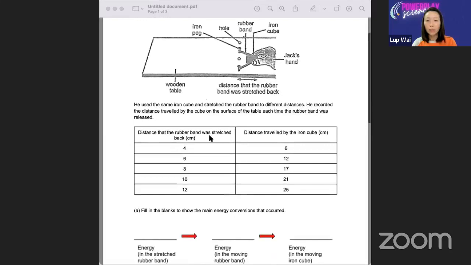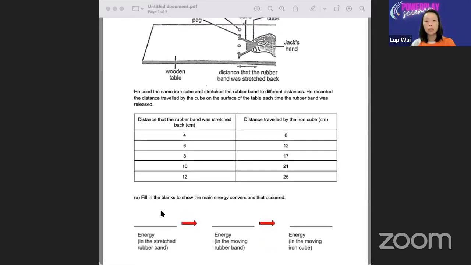So as you can see, there are two columns, all right, and there are a number of rows here. So the first column is the distance that the rubber band was stretched back. And they give you the information here, how much it was stretched back. All right, and the distance traveled by the iron cube. So when I release, how far can the iron cube travel? So over here, they need to visualize or understand what each number belongs to. All right, how much is stretched and how much the iron cube moves. So they need to understand and relate them first.